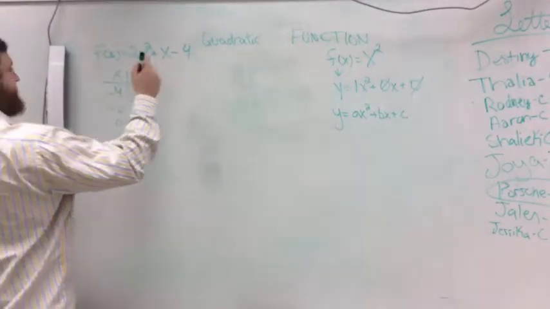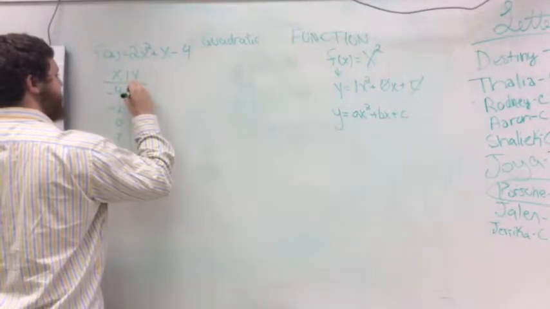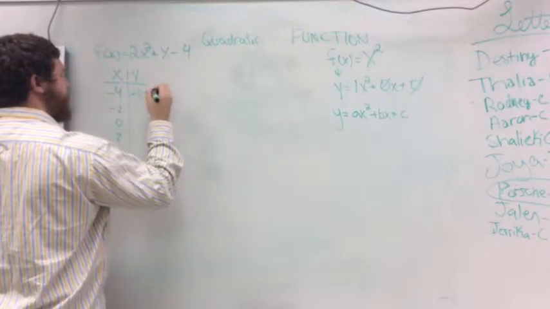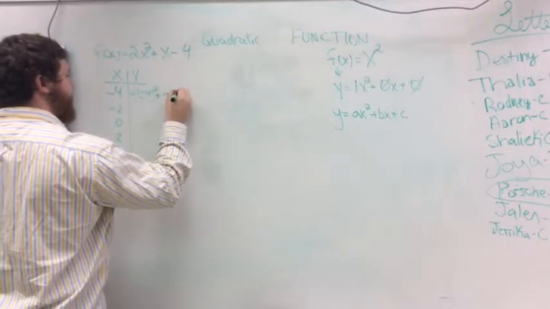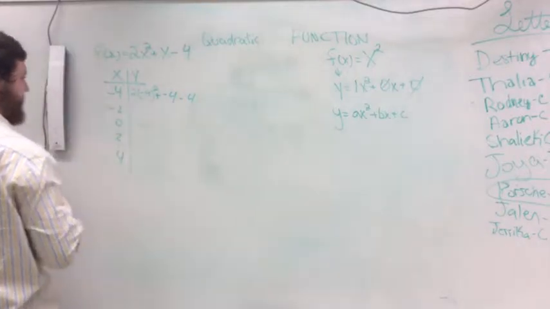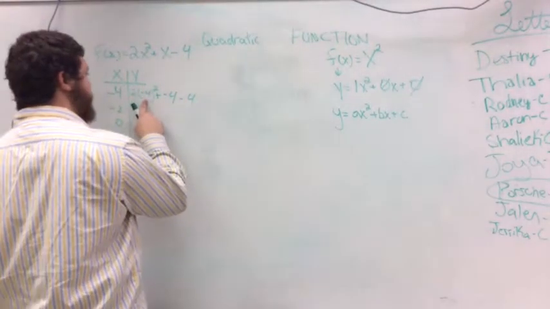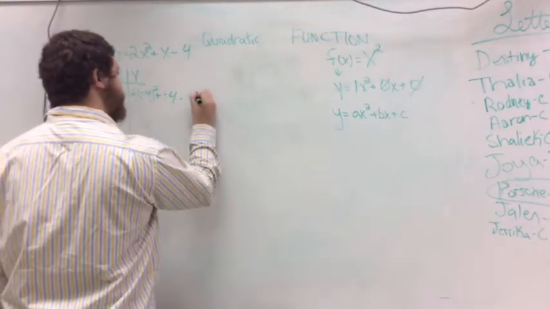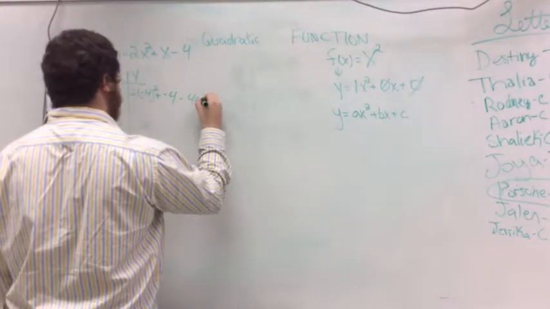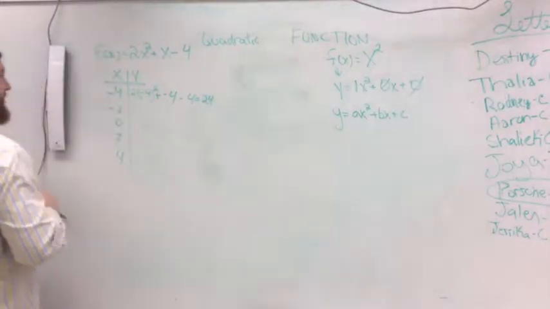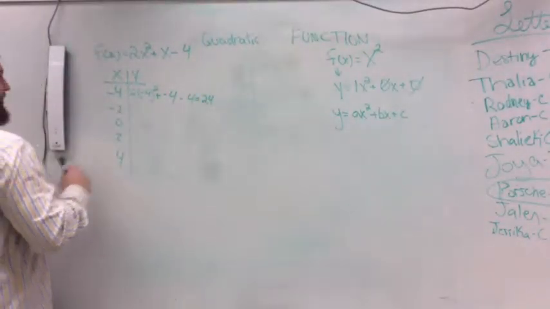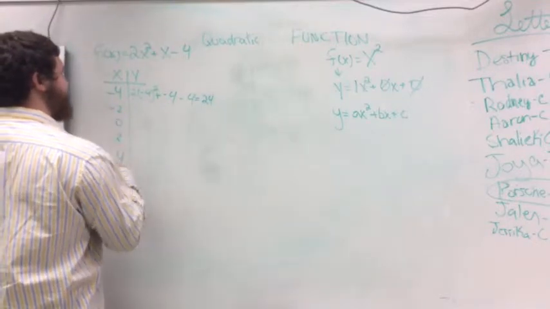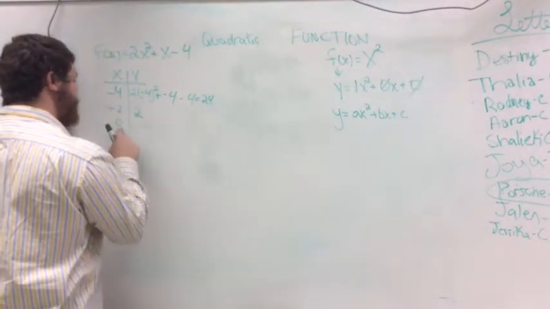So I'm going to do my math. 2 times x, which is negative 4, squared, plus negative 4 minus 4. Alright? So negative 4 squared is positive 16. 16 times 2 is 32. Minus 8 is 24. My brain's working this morning. Okay? Keep going. Negative 2 squared is 4. 4 times 2 is 8. 8 minus 2 is 6. Minus 4 is 2.